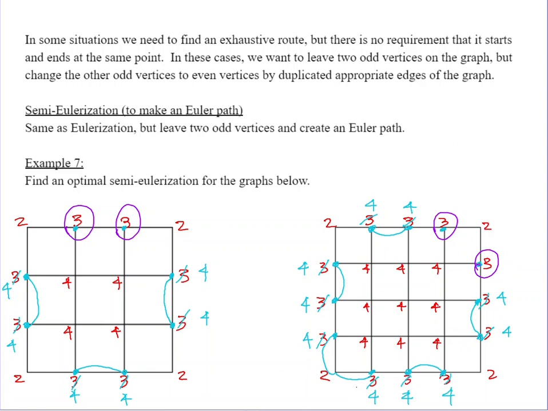So that's it. We have our 3 theorems telling us when we have an Euler path or an Euler circuit, and the sum of degrees theorem, which says you have to have an even number of odd vertices. We have Fleury's algorithm to give us some guidance when trying to find an Euler path or an Euler circuit. And we have a process for Eulerization and semi-Eulerization.